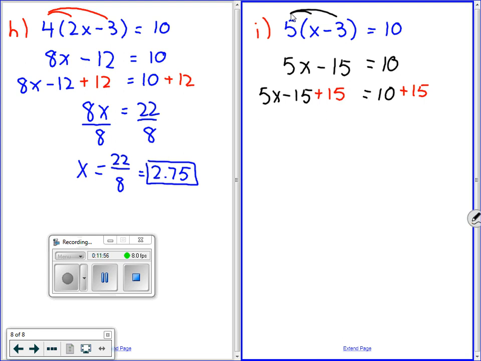Sorry, Vanessa, I forgot your name too. Vanessa, so this just turns into on this side? Just 5x, good. And 10 plus 15 is? 25, very good. Taylor, last step here, 5x equals 25. Last step's going to be?